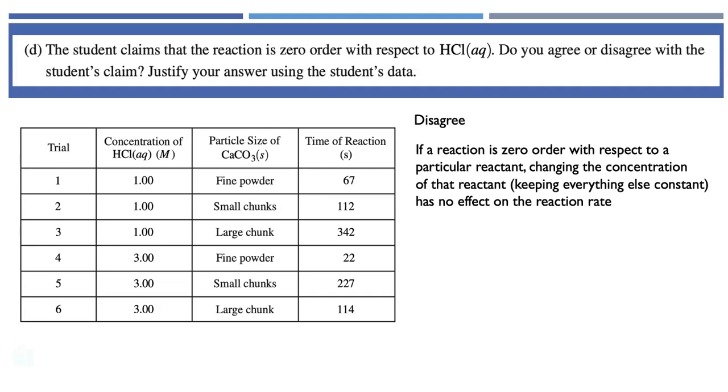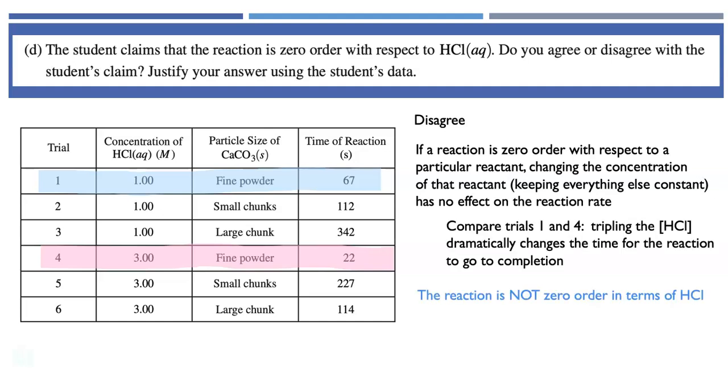All right, how do I know this? Well, when a reaction is 0 order with respect to a particular reactant, changing the concentration of that reactant when everything else is constant won't affect the reaction rate. But when I look at trial 1 versus trial 4, I've got fine powder for both of them, but I'm going from 1 molar HCl to 3 molar HCl. The time changes dramatically. Tripling the hydrochloric acid makes the reaction go a lot faster, which means it's not 0 order in terms of HCl, right? If it were 0 order, I would have no change between trials 1 and 4.